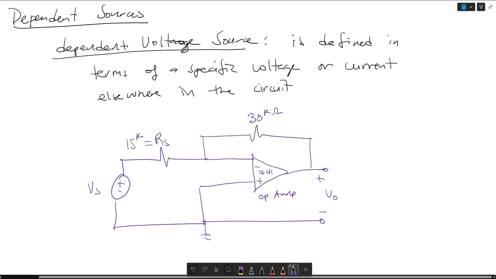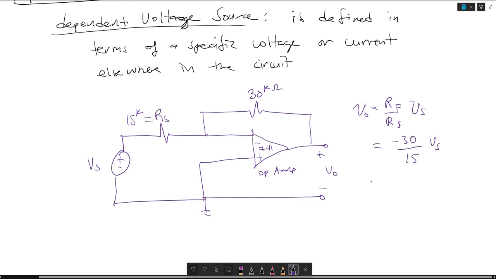When you do your schematics and your analysis of an op amp and you solve for V out, you get V out is RF over RS times VI, or VS in this situation. So this would equal -30 over 15 VS. That means your V out is minus 2 Vs.